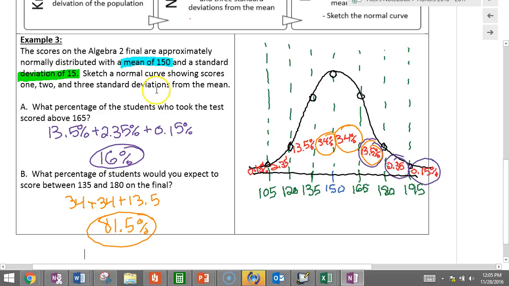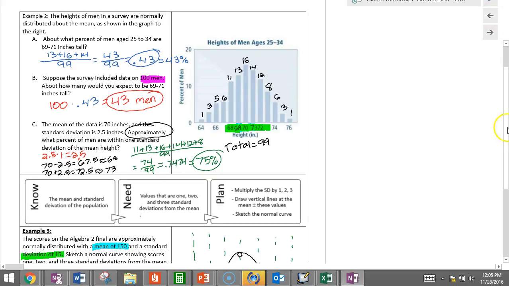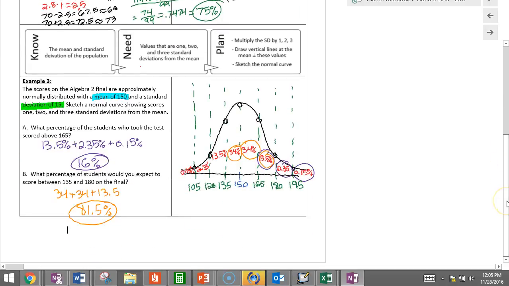All right, let's go ahead and look at the next page. Oh, is that the only question? Just kidding. That is it. That is all our examples for drawing our normal distribution.